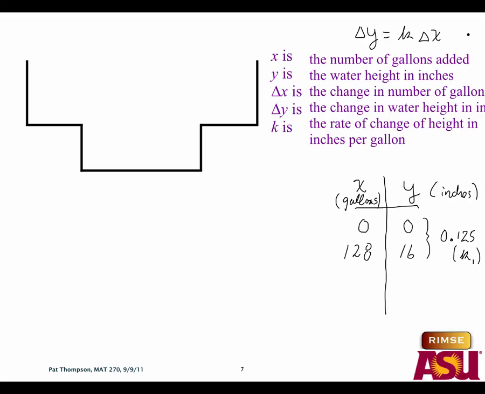Okay. What about in the jacuzzi context? Can anyone describe that number in light of delta y equals k delta x, using the terminology of the context of the jacuzzi? How about someone in the back? Give it a try.